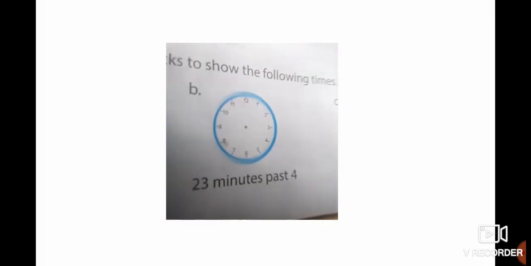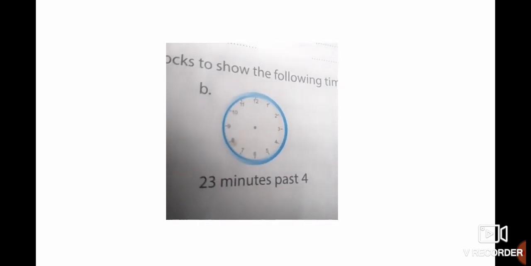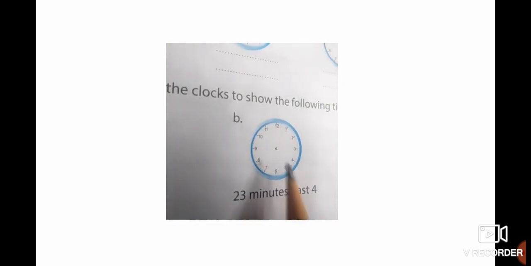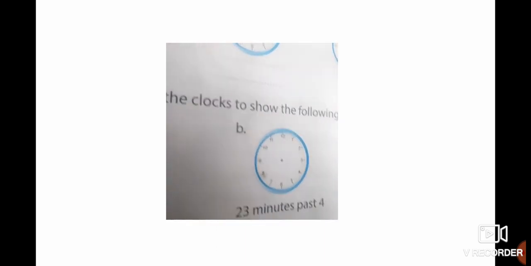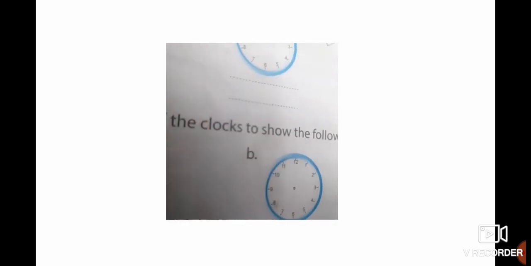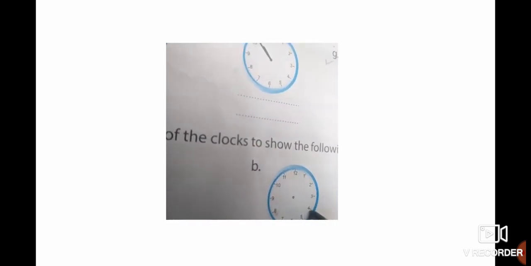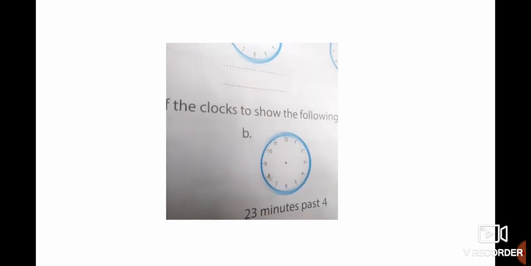Next one, 23 minutes past 4. Now we have to show 23 minutes have passed after 4 o'clock. So we can see that 4 means the hour hand we are going to show on 4, and 23 minutes means we know that when the minute hand comes on 4, it is 5 plus 5 plus 5 plus 5.